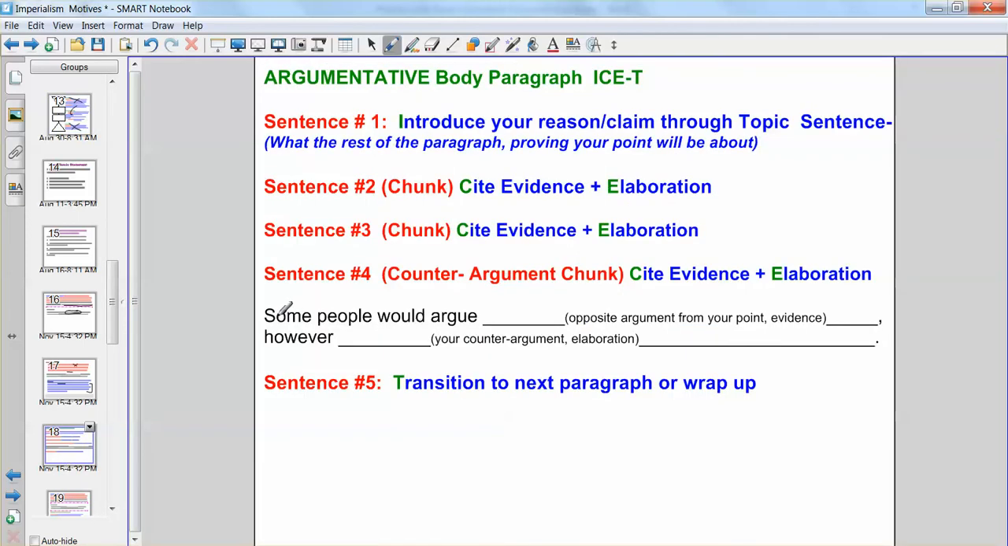So what I'm going to do is I'm going to use this sentence starter. Some people would argue and then give the opposite argument for your point with the evidence that they would have said, and then say the word however. That would be your counter argument and elaboration. Just like you did with our philosophical chairs debate, and your Socratic seminar debate, where you literally had to repeat what somebody said before giving your argument. It's the same thing, but you're doing it in writing here for your counter argument chunk. Make sure you transition in your next paragraph to wrap it up, and that is going to give you your argumentative body paragraph with iced tea.